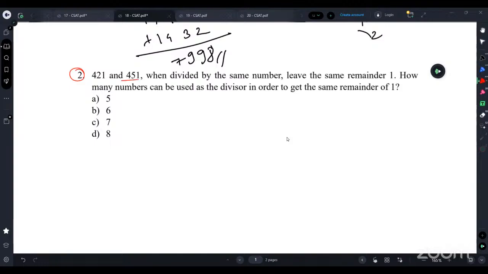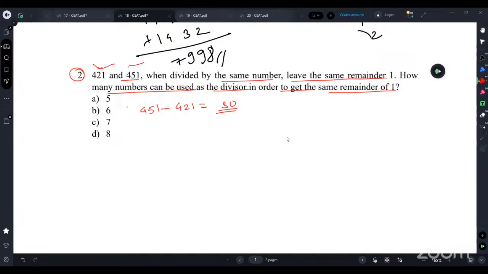421 and 451 when divided by the same number leave the same remainder of 1. How many numbers can be used as a divisor in order to get the same remainder of 1? So we have to find out the numbers which will give us a remainder of 1 when we divide both of these numbers. See now guys, in such a case what you do is you find the difference between these two numbers first, that will be 30. So all the divisors of 30 will be the only numbers which will be able to divide both these numbers. Okay, this is the only possibility.